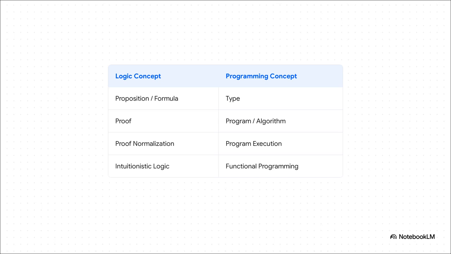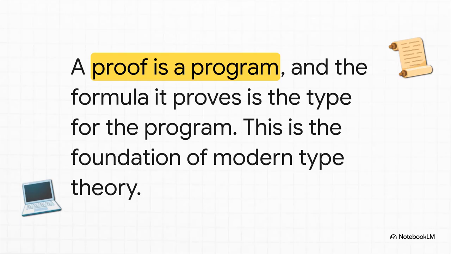A logical statement, a proposition, corresponds to a data type in programming. And a proof of that statement? It is literally a program that produces a value of that type. So think about what that means. That mechanical process of simplifying a proof, what Gentzen called cut elimination, is identical to the process of running a program. It isn't like computation, it is computation. This discovery was an absolute game changer. It became the theoretical foundation for whole families of functional programming languages and modern type theory.